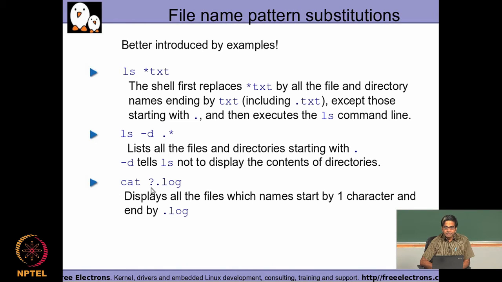On the other hand, if I have a file name in the same directory with the name, let us say, aa.log, that particular file name will not be matched by this, because there are 2 characters, aa, before my dot log, but the pattern here says it should be only one character. So, the file name a.log will match with this particular pattern substitution, but the file name aa.log, for example, will not match, because I have 2 characters before the dot log in that particular file name.